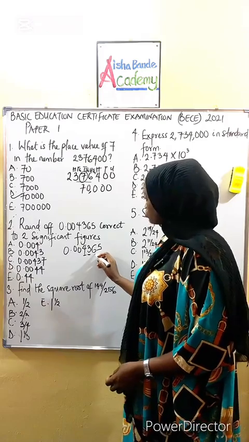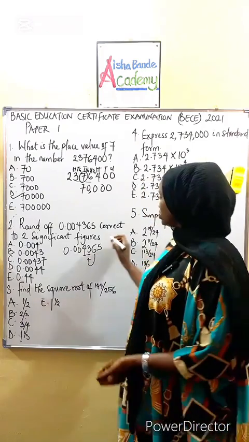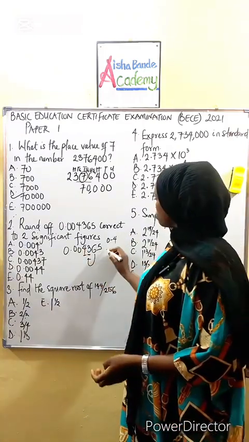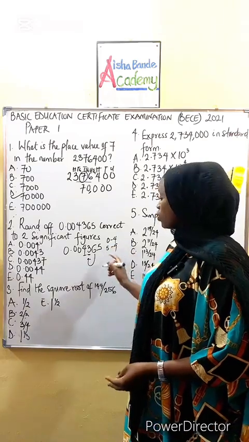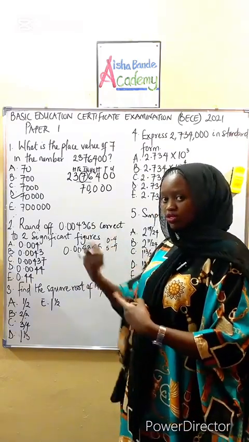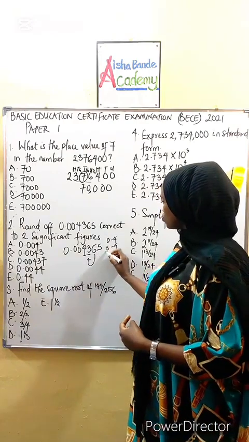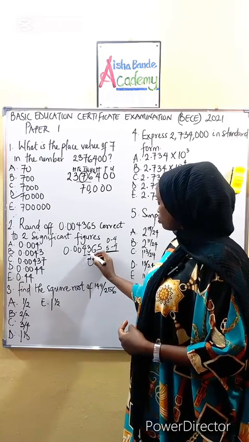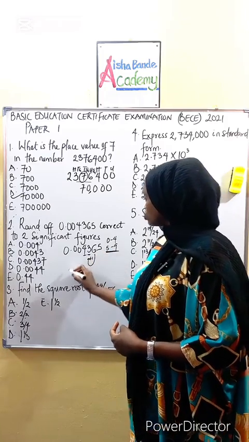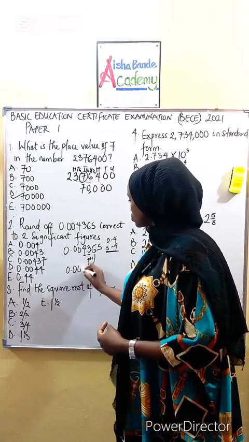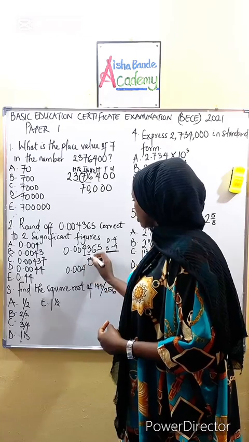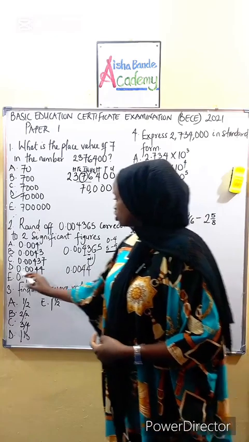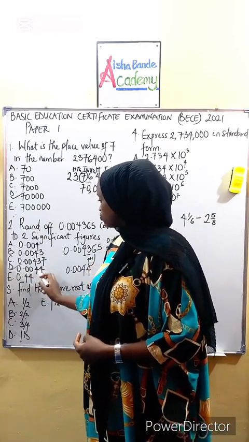When you're rounding off, we round down from 0 to 4, and we round up from 5 to 9. When we're rounding up, it means we add 1 to the number close to it. So this 6 is between these figures here, so we are going to round up this 3 by adding 1. So this is going to be 0.004, then 3 plus 1 gives us 4. So the answer is going to be 0.0044, which is option D.